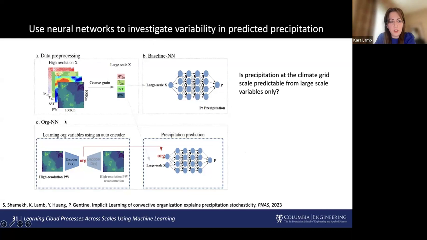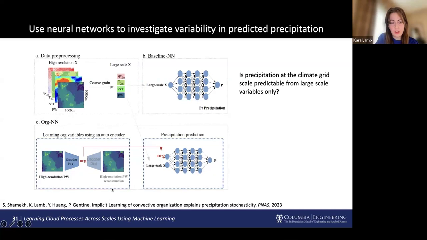And we're also going to compare this. Oh, I should say the large scale variables here are the humidity at 2 meters, the temperature, the sea surface temperature, and then also the precipitable water field, which is the column integrated humidity. And then the model that we're comparing this to is this organization-informed neural network. It basically couples an autoencoder with a neural network. So we're going to take the high-resolution precipitable water fields. We're going to learn some lower dimensional representation of that. And then we're going to take this lower dimensional representation, these org parameters, and concatenate that with our large-scale variables, and then use that to predict precipitation at the next time step.